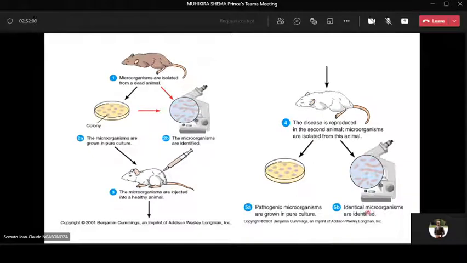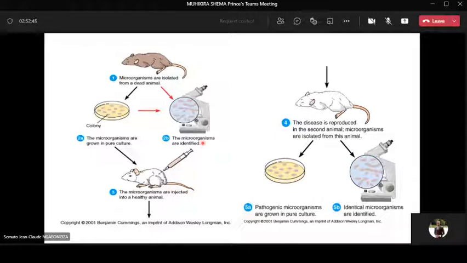Summary, that means you can always isolate the microorganism from the host, the animal, in the lab. You can observe the microorganism. And when you inject this microorganism into a new host, it should produce the same disease. And when it produces the same disease, you can again recover and observe the same organism in pure culture. You can identify this organism and see that it is the same as this.